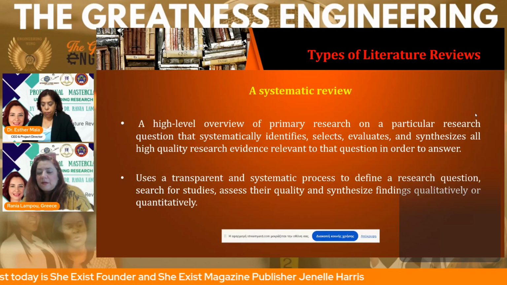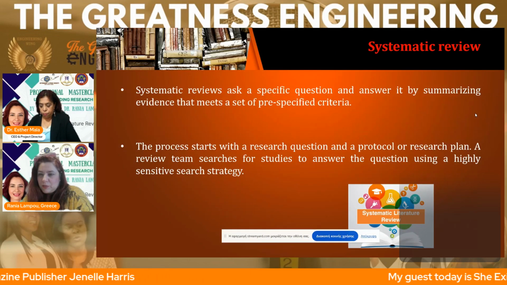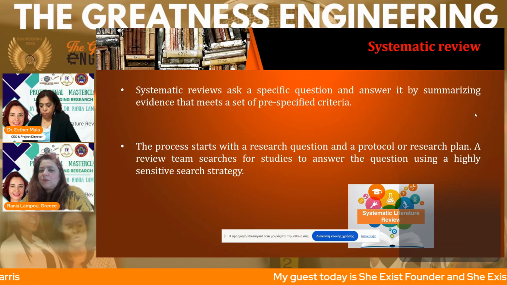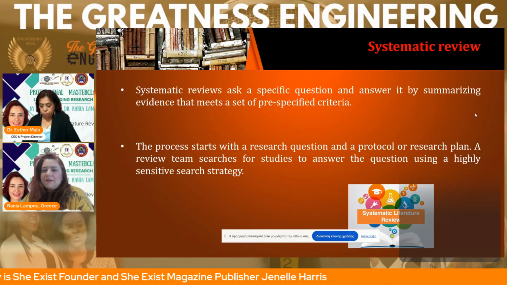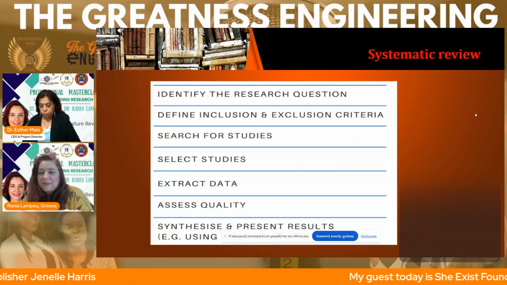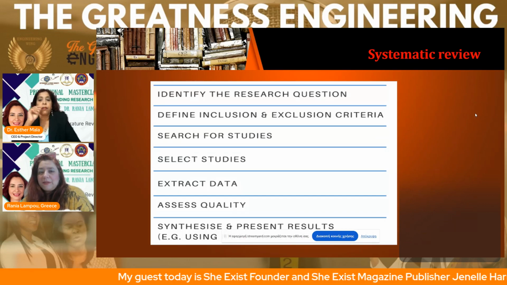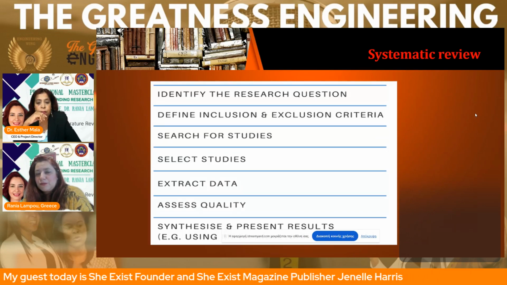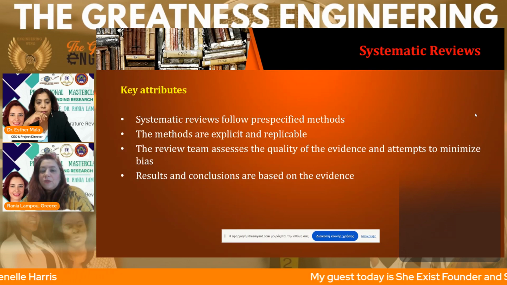Whether we talk about qualitative or quantitative research. So in a systematic review, we ask a question and then we answer it by summarizing evidence that meets what we call pre-specified criteria. So the process here starts with a research question and a protocol or research plan. There is usually a review team which searches for studies to answer the question, and they use a highly sensitive research strategy. So here usually the steps of a systematic review are: we identify the research question, we define inclusion or exclusion criteria, we search for studies, we select the studies, we extract data, we assess the quality, and finally we synthesize and present results. So what are the key attributes?